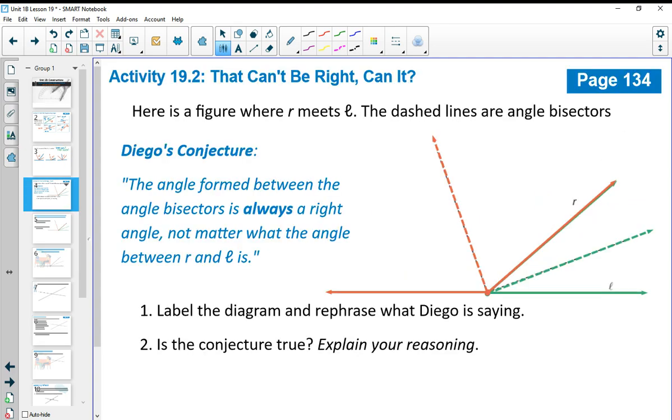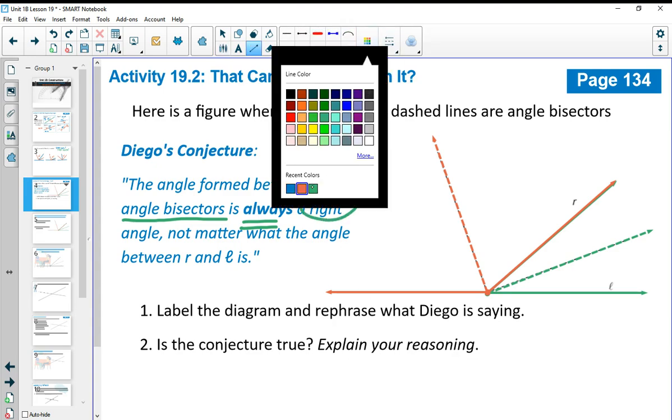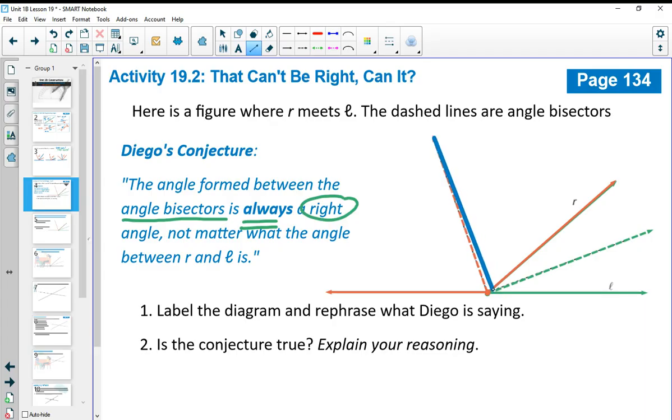So let's take a look at that in activity 19.2. There's a figure that looks very similar to what we just saw, and Diego's conjecture is about the angle formed by the angle bisectors, so those dotted lines are in fact angle bisectors. His conjecture is, if we do angle bisectors, will the dotted lines always form a right angle? So when we look at these dotted lines, the angle bisectors, is that always going to be a right angle? So he thinks it's always going to be a right angle.